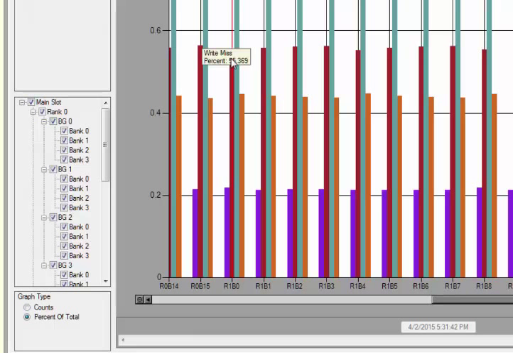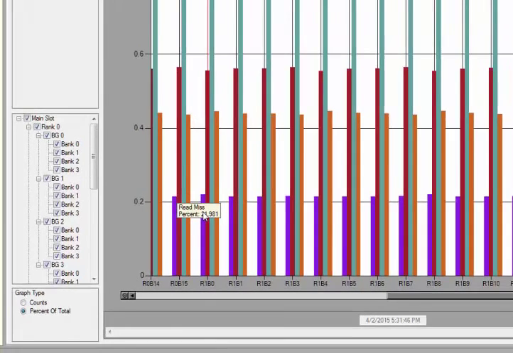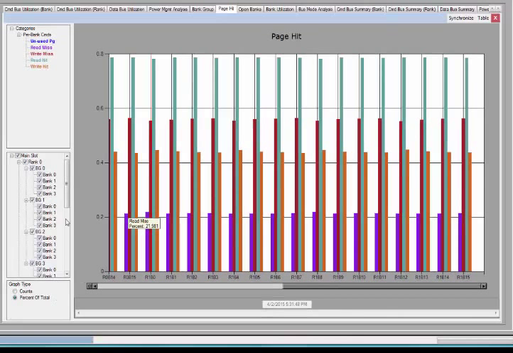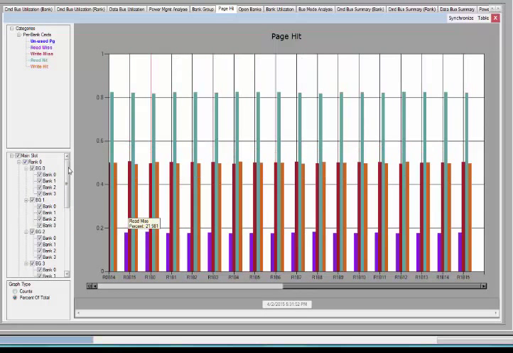The user is also able to see this metric by bank, bank groups, or ranks. A read hit is a read access where the page was already open, and similarly, a write hit is a write access where the page was already open. This is the performance path.